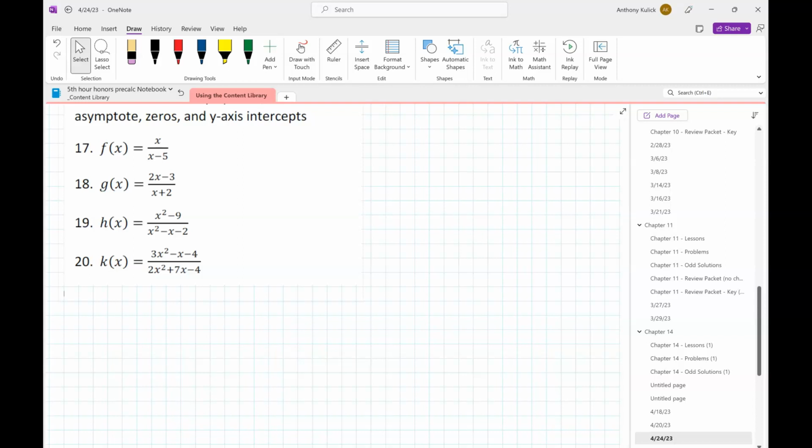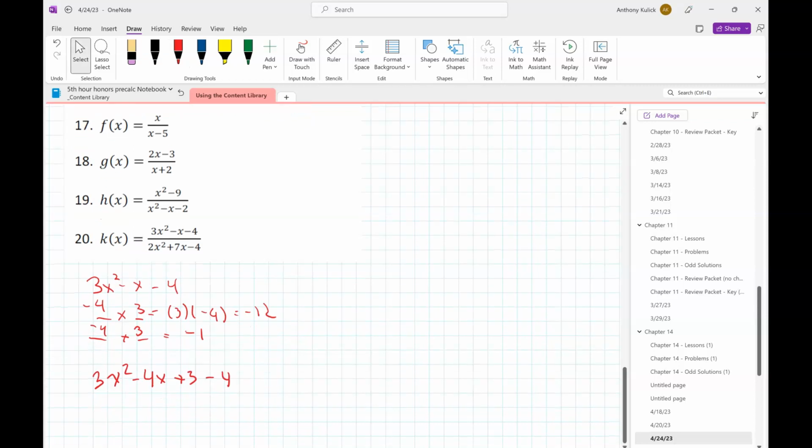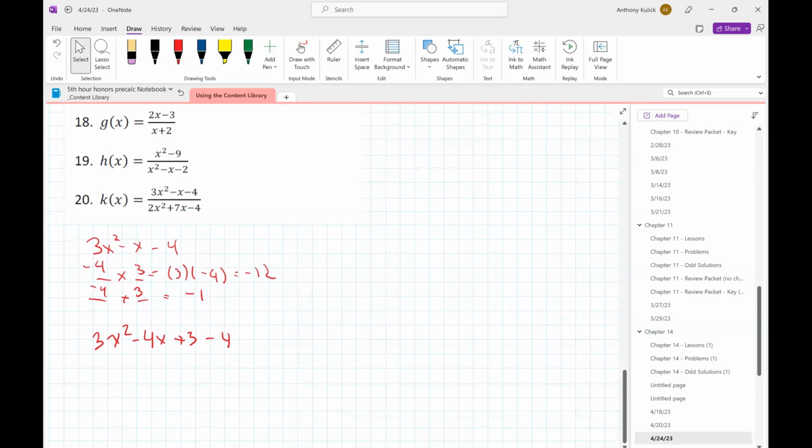I look at this and I go, oh shucks, the leading coefficients aren't 1. So the factoring is going to be a little bit more difficult. For the numerator, I want the two numbers that multiply to give me the leading coefficient times the constant term, and then add to give me that middle term. So hopefully you can see that should be -4 and 3. Once I have those two numbers, though, that's not my answer. That doesn't take me straight to my factored form. What I need to do is then replace the middle term, the -x, with -4x plus 3x.